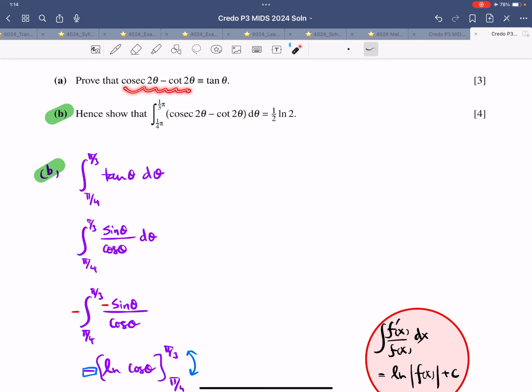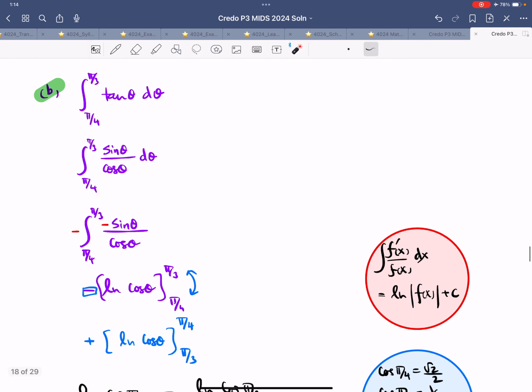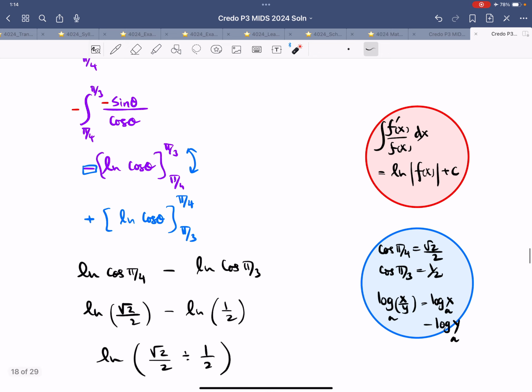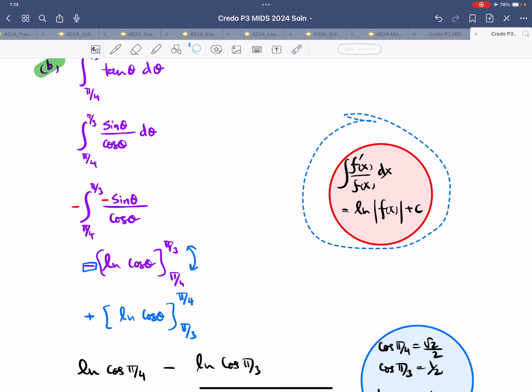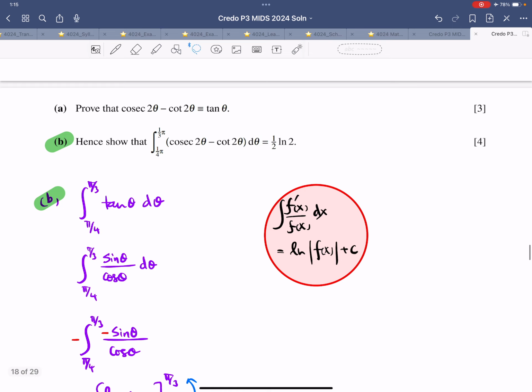What have you just proven? You have proven that this is tan theta. So now it's all about integrating tan theta. Tan is written as sine over cos. And which rule are we applying? If the numerator, let me pull this thing a bit up, if the numerator is the derivative of denominator, the integral of this fraction is ln of denominator.